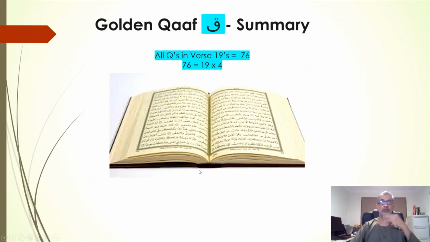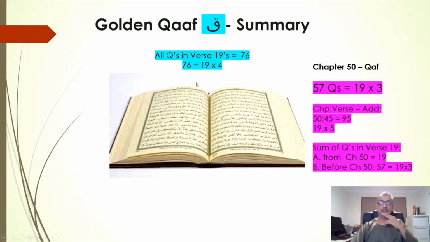So again, a quick wrap up in summarizing. The Qaafs in verse 19s is 76 throughout the Quran. That's 19 times 4. Then Surah Qaaf has 57 Qaafs in it. If you add its chapter and its verse count, you get 95, and 95 is equal to 19 times 5. The sum of the bonus findings in verse 19, from chapter 50 onwards, is 19 times 1. Before chapter 50 is 57, 19 times 3.